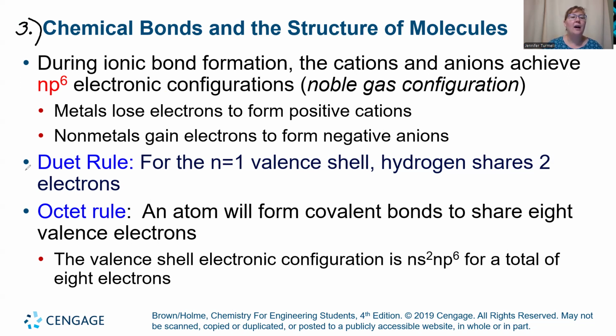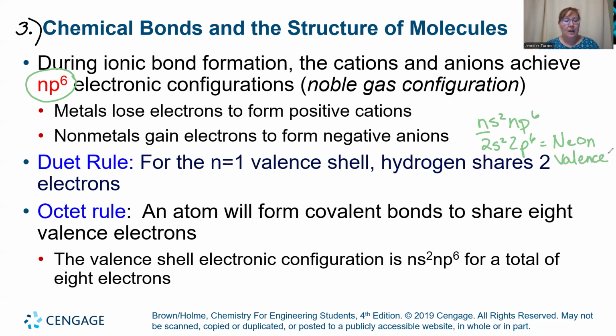Okay. So during ionic bond formation, the cations and anions achieve these ns2 np6 electron configurations. Sometimes you'll also see that as ns2 np6 for any of them. And if you remember from the last chapter, that is your full row right there. And n again is that energy level. So that might be, for example, if it's neon, it would be 2s2, 2p6, and that's neon's valence.